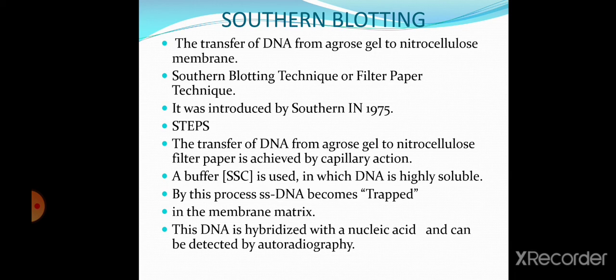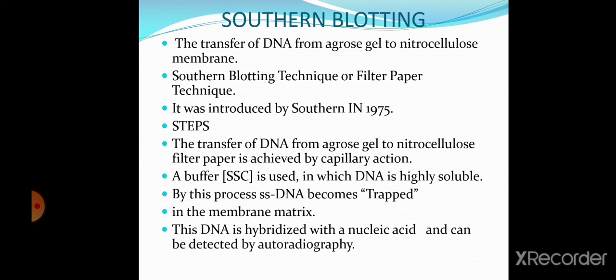Southern blotting technique: how DNA is transferred from agarose gel to nitrocellulose membrane. Here the DNA is denatured. Denatured means not natural DNA. It is transferred from the agarose gel to nitrocellulose. This technique was first introduced by Southern in the year 1975. This blotting technique is otherwise known as the filter paper technique. So it is called the Southern blotting technique.